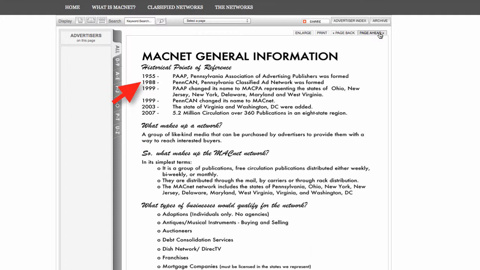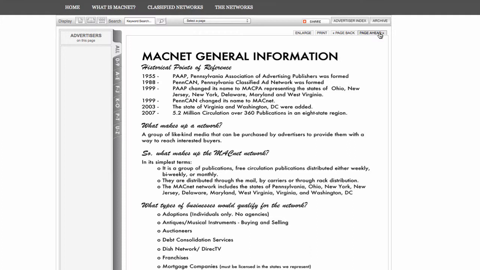In 1998, an advertiser approached the association to see if they would consider running an ad in all the members' publications at a discounted rate. This one advertiser provided the resources and system to create PenCan, Pennsylvania Classified Ad Network. Eleven years later, with more growth of the association outside of Pennsylvania, the Pennsylvania Association of Advertising Publishers became the Mid-Atlantic Community Papers Association, and PenCan became MacNet.